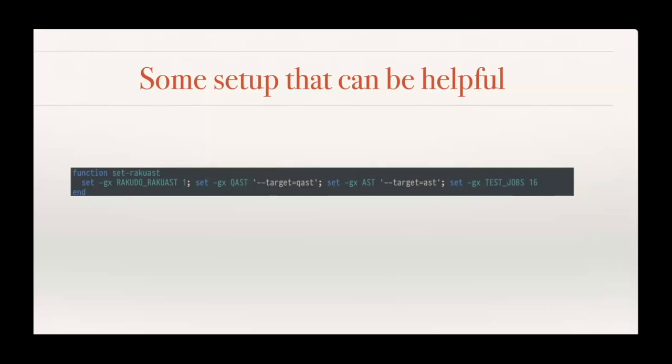But that's not what this talk is about. I have a function here that sets RakuAST in that terminal tab. So not only does it export RakuAST, it sets some helper variables that I can use in my command line invocations. And then it sets the test jobs to some multiplicity equal to, could be even greater than, my CPU core count. And I really recommend setting this because it makes your life a lot more pleasant.